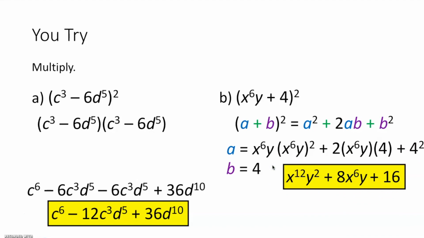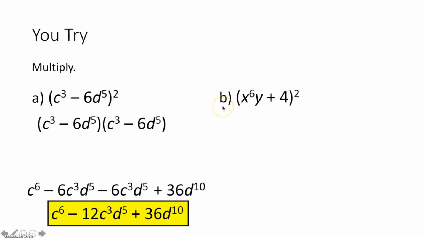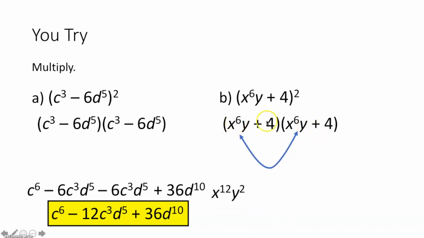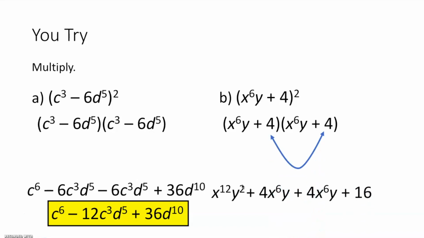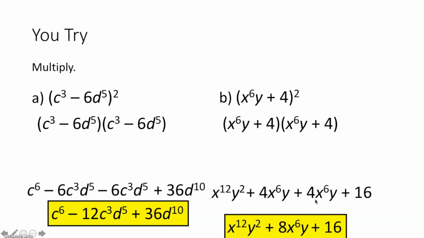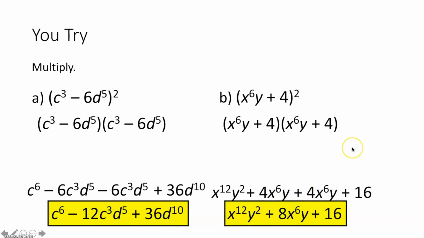Now again, if you were to forget that, just rewrite this as x to the 6th y plus 4 times x to the 6th y plus 4. You could then FOIL, multiply the first terms together. Anytime you multiply x to the 6th times x to the 6th, like bases, you add the exponents. That's why you get x to the 12th. And then y to the 1st times y to the 1st is y to the 2nd. Multiply the outer terms together, the inner terms together, and the last terms together. Then you can combine like terms in the middle. 4x to the 6y plus 4x to the 6y is 8x to the 6y, and it's the exact same thing we got with our shortcut.